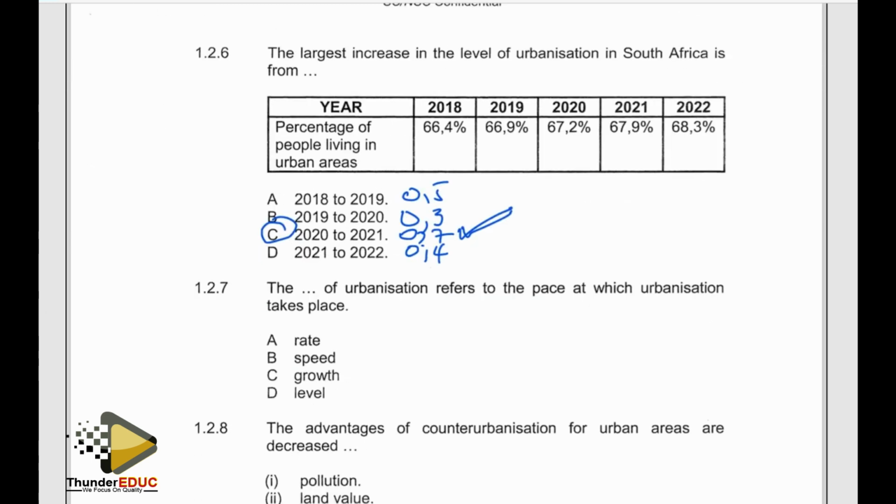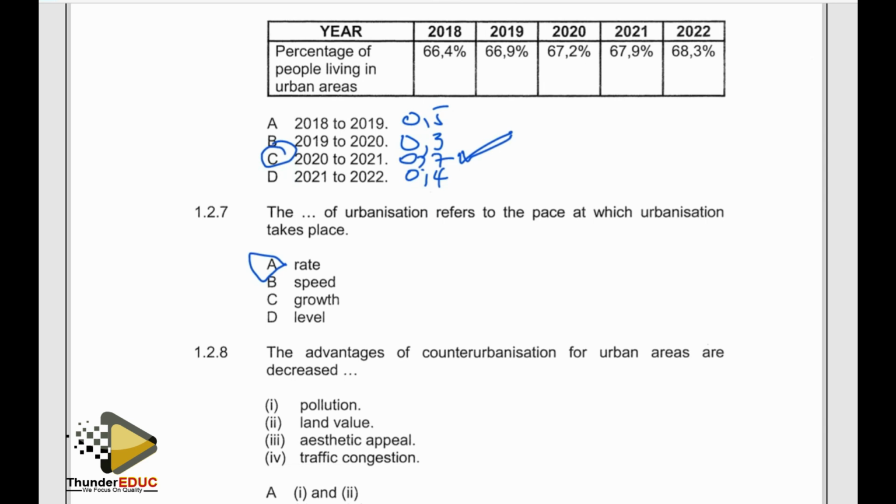Number 127. The dash of urbanization refers to the pace at which urbanization takes place. So the correct response there is the rate of urbanization. The rate of urbanization refers to how fast it takes place. Right, we move on to the next question.